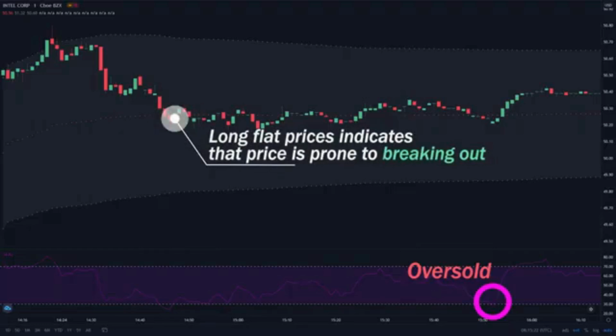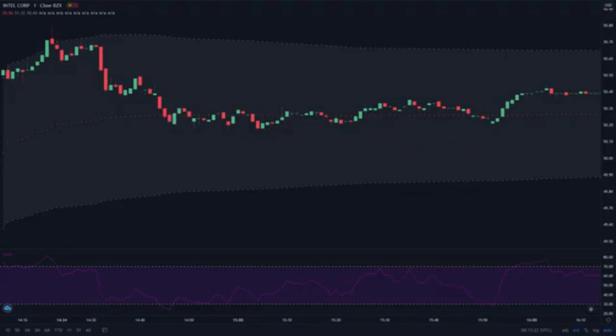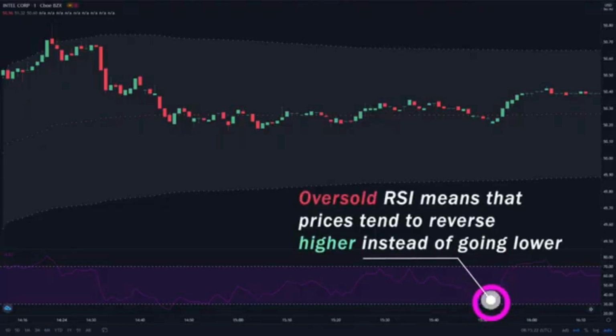Well, this is a great opportunity for us because it means that the price is prone to breaking out. So how do we know if it's going to break out upwards or downwards? Well, that's where the RSI comes in handy. So you can see that the RSI is oversold, meaning that there's a high chance that it is going to go up. Let's see what happens next.